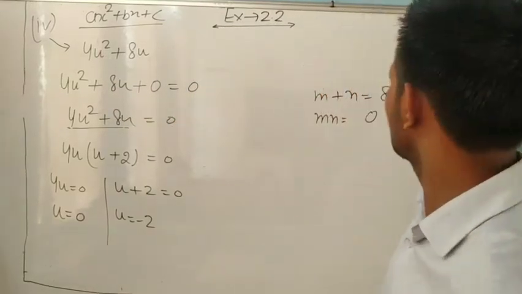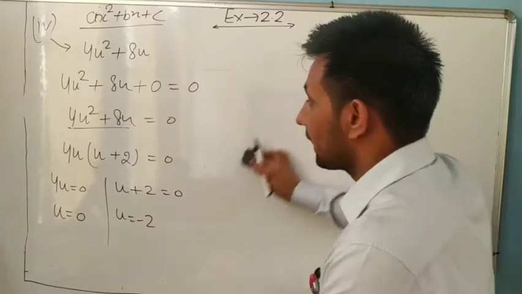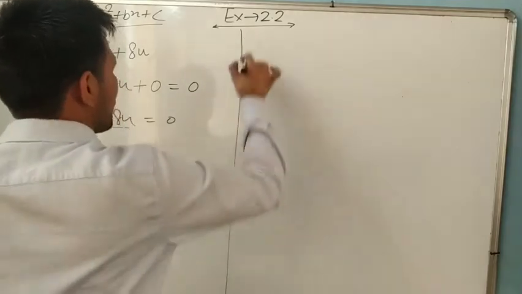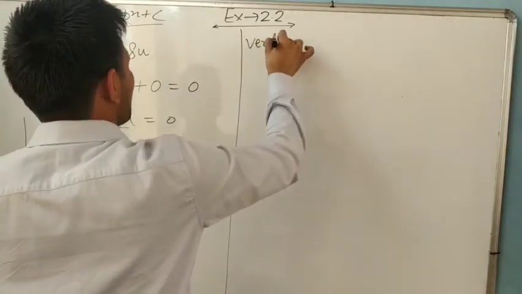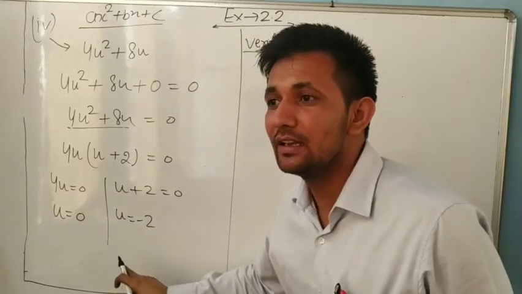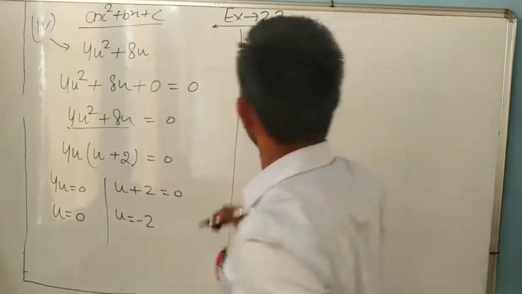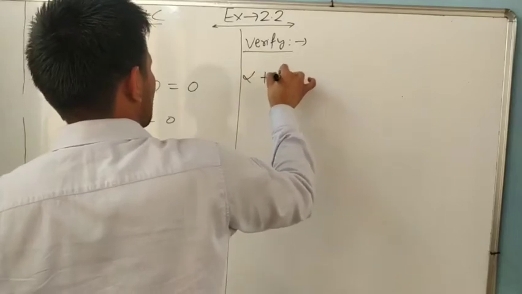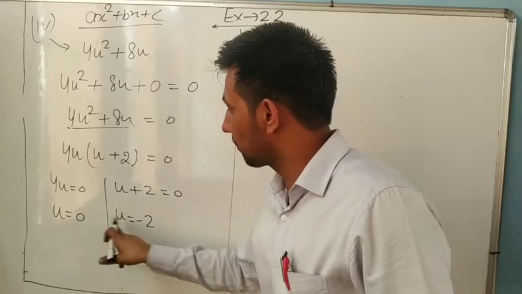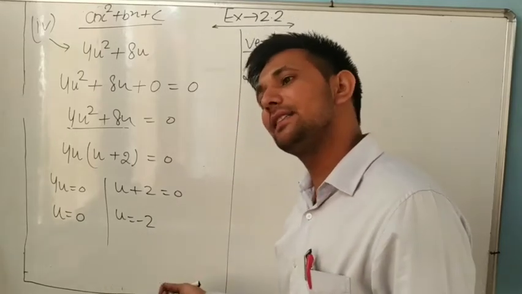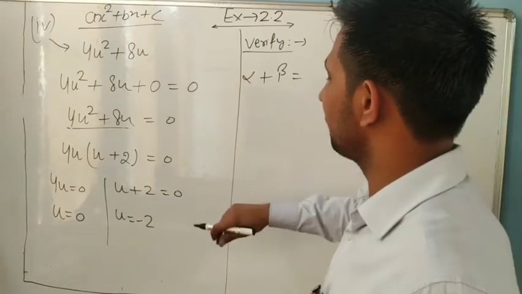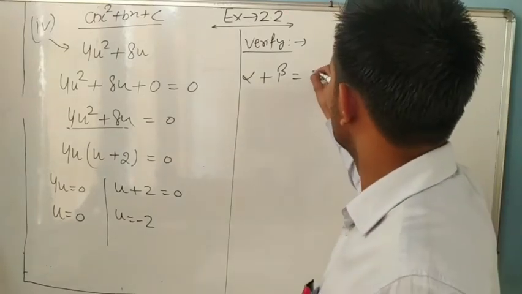Understand? Now we also have to verify. How will you verify? Look, verify the sum of zeros. So what to write? Alpha plus beta. What are alpha and beta? 0 and minus 2, so what is the sum? 0 plus minus 2, minus 2. So alpha plus beta you can write as 0 plus minus 2.